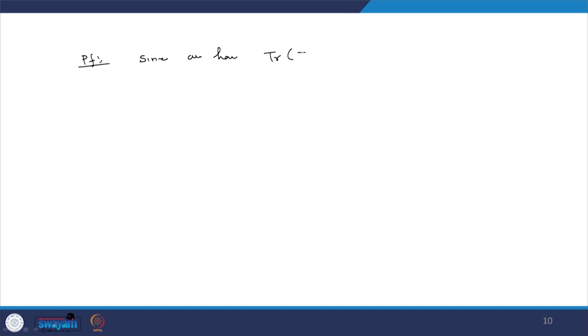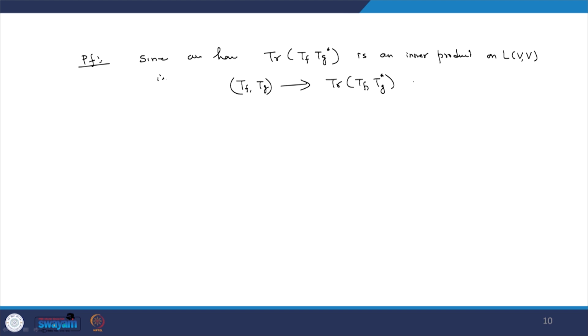trace of Tf and Tg star is an inner product on L(V,V). I mean to say that the map (Tf, Tg) goes to trace of Tf Tg star is an inner product on L(V,V), because we know an inner product is also a function from L(V,V) cross L(V,V) to some scalar value, to a real or complex number.